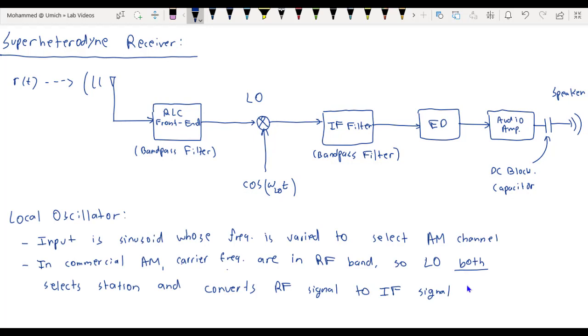The local oscillator input is a sinusoid, whose frequency is varied to select the channel that one wants to listen to. In commercial AM radio, stations modulate and transmit audio signals with carrier frequencies in the radio frequency RF band, and so the job of the local oscillator is both to select the station that one wants to listen to, as well as convert the RF signal into an IF, or intermediate frequency signal, by mixing it with another locally generated sinusoid at frequency omega lo.